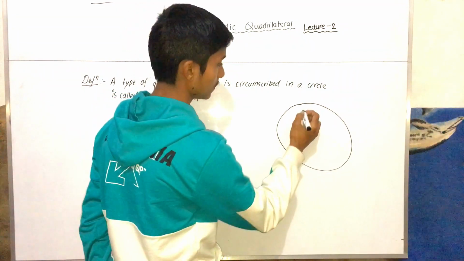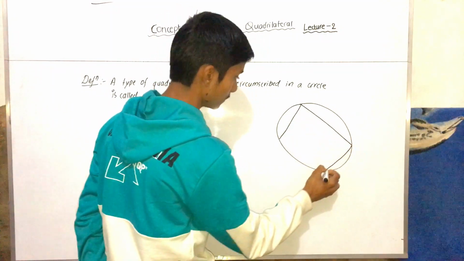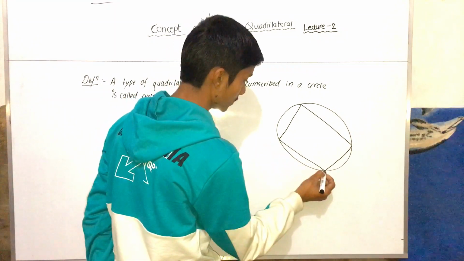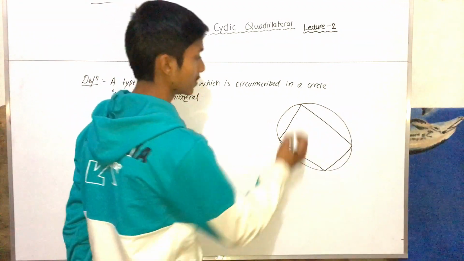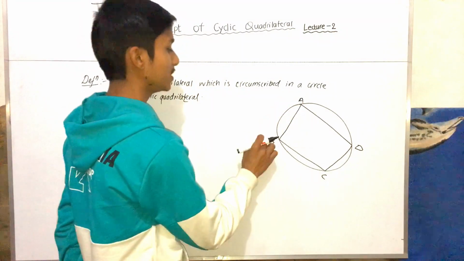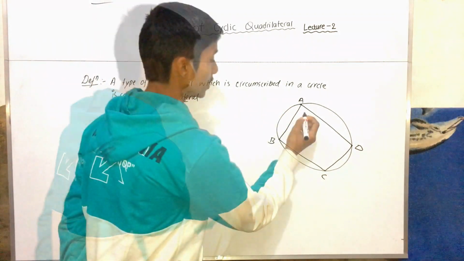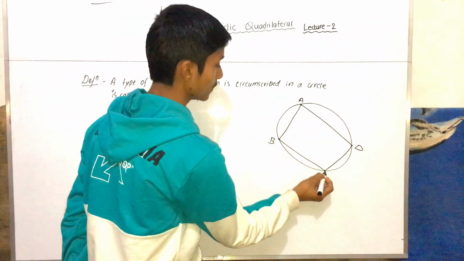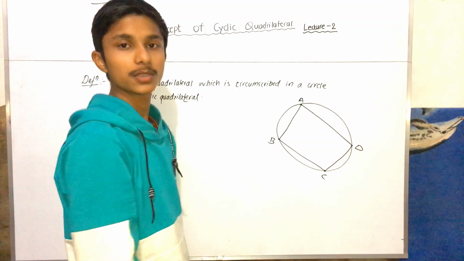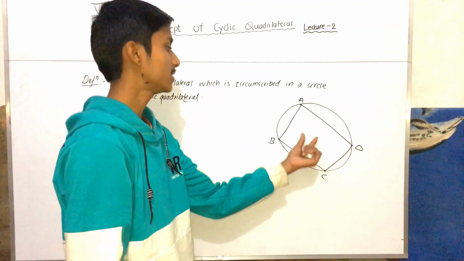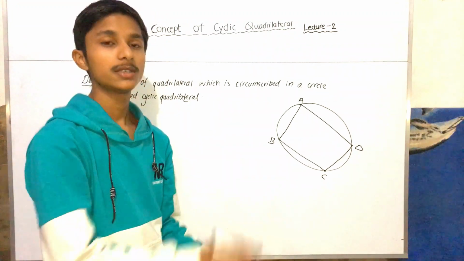Suppose this is a circle. Then the quadrilateral lying inside is a cyclic quadrilateral if all four vertices lie on the circumference. Suppose ABCD is a quadrilateral inside the circle. Here you can see each vertex of this quadrilateral lies on the circumference of the circle. So we can say this quadrilateral is a cyclic quadrilateral. Cyclic means inside the circle, okay?